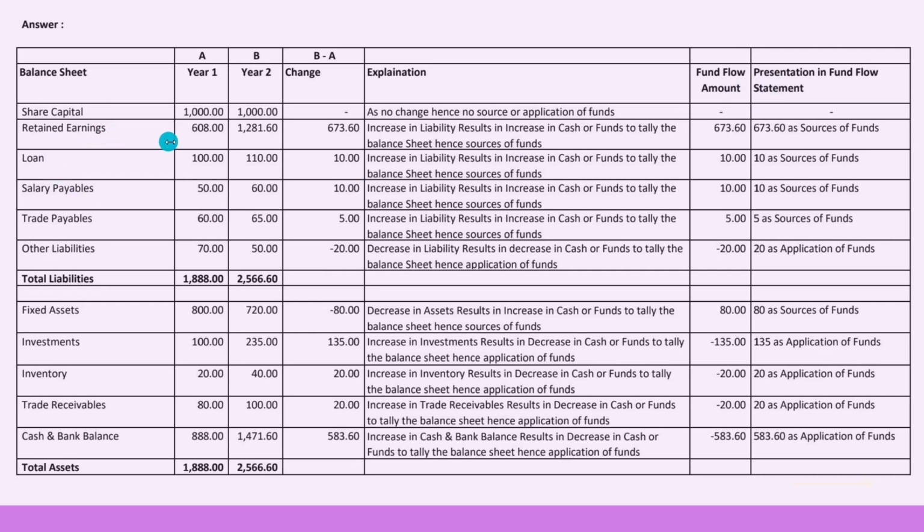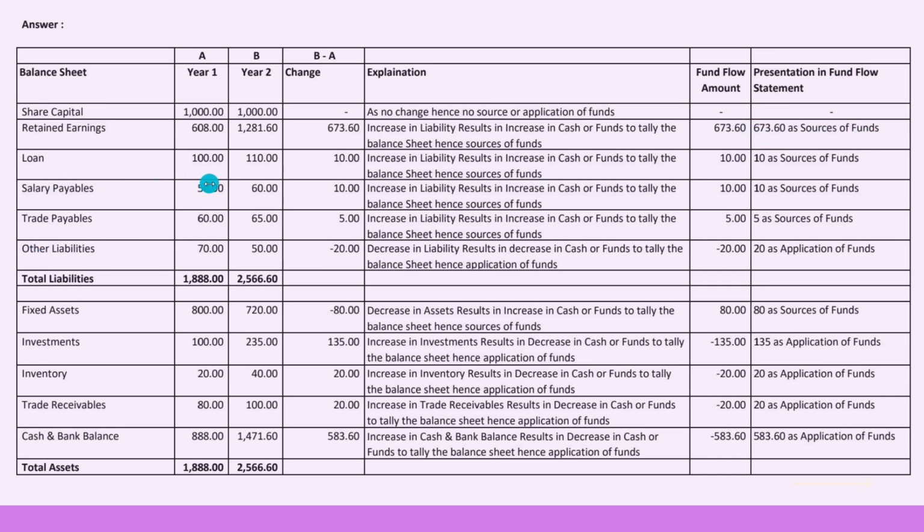Now retained earnings of year 1 is 608 and year 2 is 1281.60. So the change, that is B minus A, is 673.60. There is an increase in retained earnings from 608 to 1281.60. That means there is an increase in liability. And hence an increase in liability results in an increase in cash or funds to tally the balance sheet, and hence sources of funds. So 673.60 is the sources of funds. It will be presented in the fund flow statement as sources of funds.